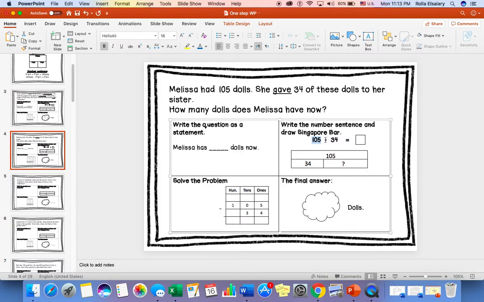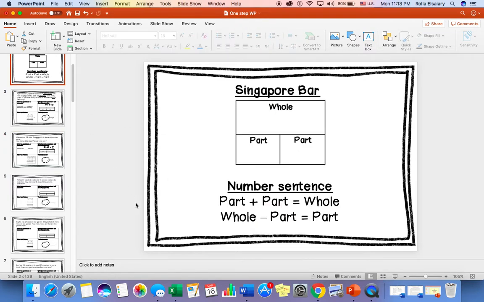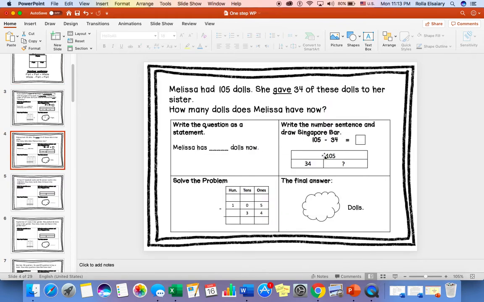When it says gave, does that mean I have more or I have less? And then they will shout, no, if you gave some, then you don't have 105, you have less than 105. And then I tell them, okay, this is a minus. We put minus. Then I put the number 34 and then a blank. So if I have a minus, that means 105 is the whole, and then take a part and go back again here. A whole minus a part equals a part. So the whole is filled in as 105, and then 34 and then a question mark.